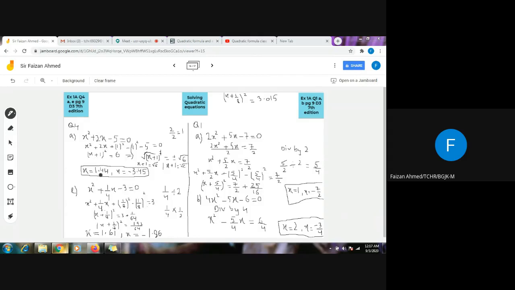These questions, the first two questions are from exercise 1A, question number 4, part A and E, page 9, D3, 7th edition. The question is x square plus 2x minus 5 equals to 0. This is our question, and we have to solve. We have to find the values of x, the roots, the solution of x, and we know that this is not an identity because this is a square and 5 is not a square.